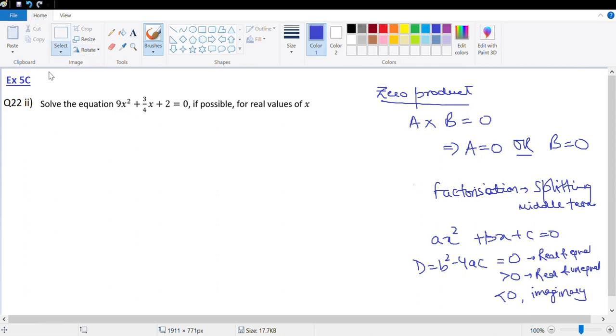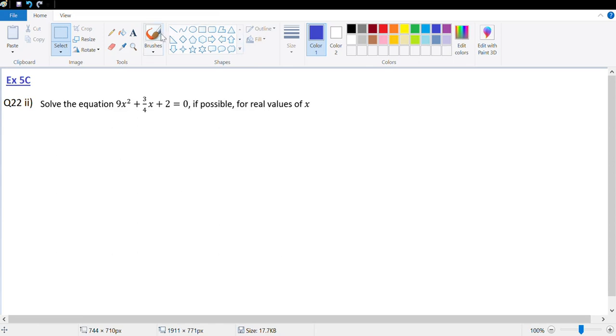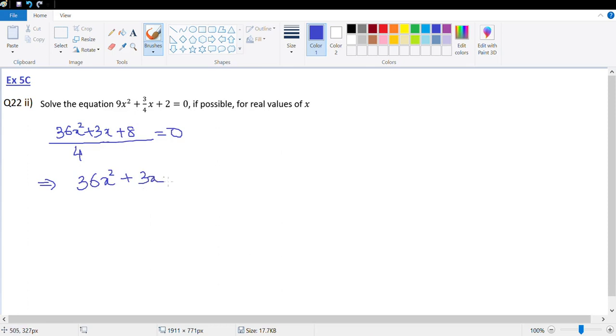Let's look at the new questions. The first one that we solve is question number 22, part 2. It says solve the equation which is given if possible for real values of x. So let's make this into the whole number form. Right now it has a fraction in it. So if I take the LCM, that's 4. This becomes 36x squared plus 3x plus 8, is equal to 0. Cross multiplying, the equation becomes 36x squared plus 3x plus 8 is equal to 0.